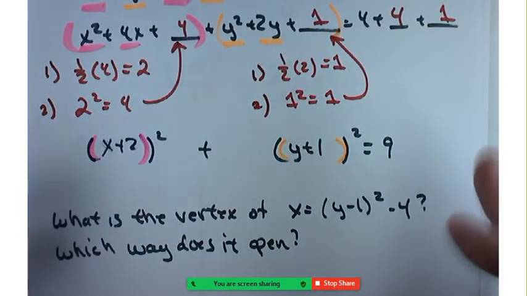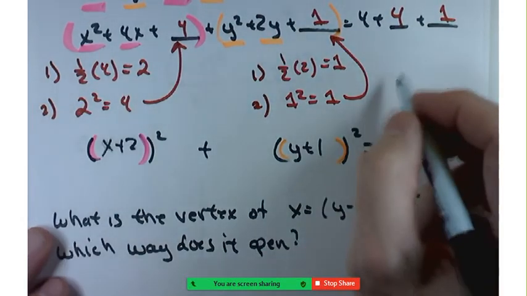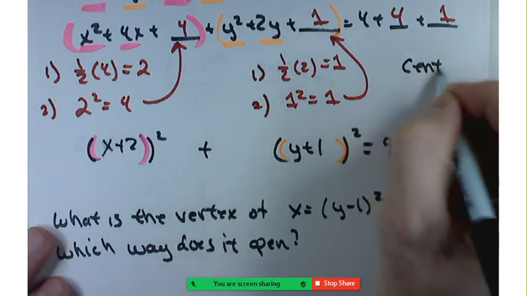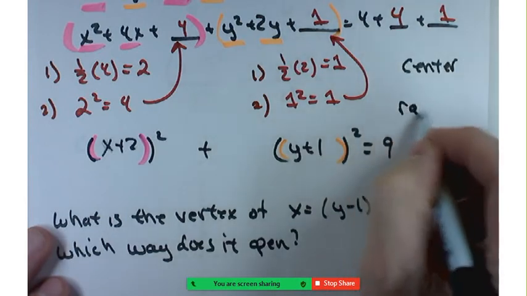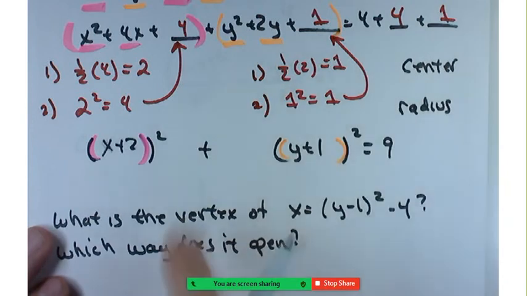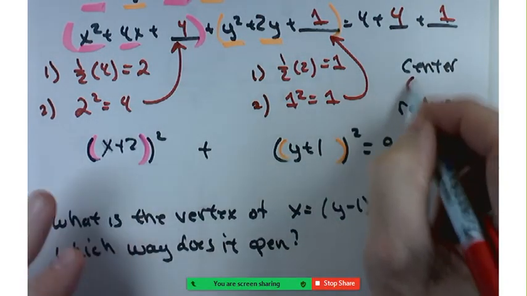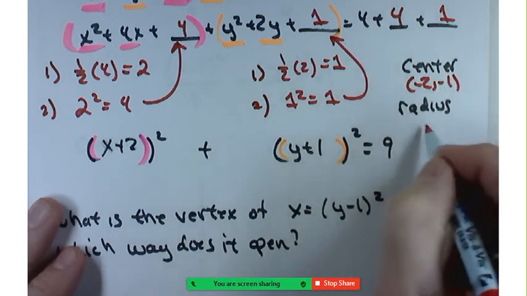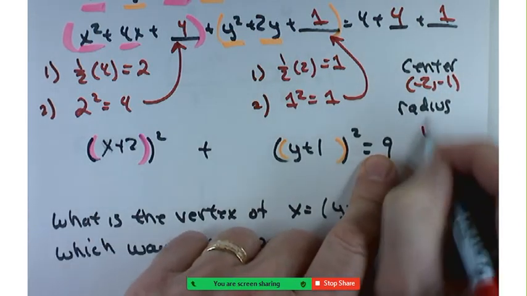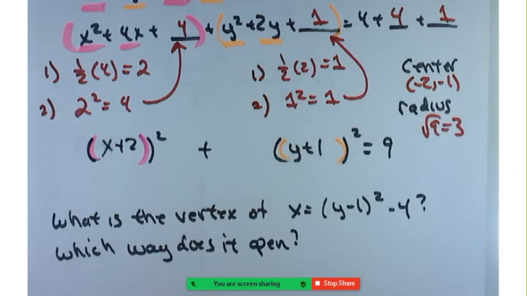So perfect. Now you can tell me the center and radius. Center, radius. What's the center? Awesome. -2 and -1. And the radius is 3. Beautiful.